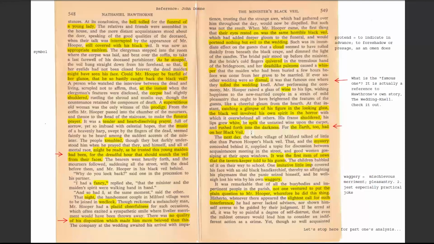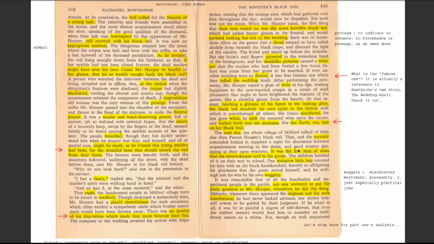That's a beautiful sentence by the third person narrator. It's nighttime. He catches himself looking at himself in the mirror, sees himself with the veil, spills the wine, and runs out into the night. The next day, the whole village of Milford talked about little else, caused a commotion. It's kind of like a spike on social media, right? Oh, look at it, look at it.